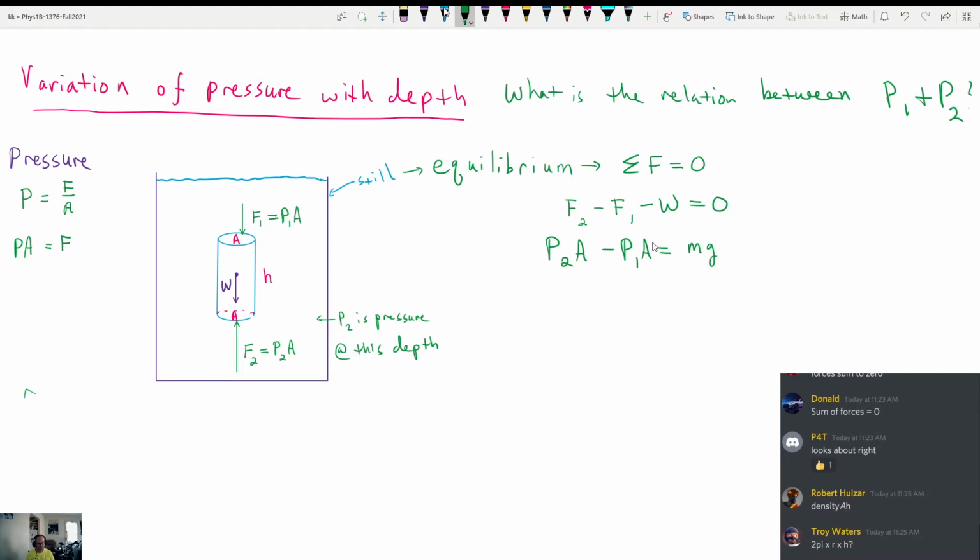Two pi r times h. What is 2 pi r times h? That looks familiar. 2 pi r sounds like the circumference of a circle. If you multiply that times the height, I think that's going to give you the surface area of the curved portion of the cylinder. I don't think that's going to help us in this particular case, Troy, but you're on the right track.